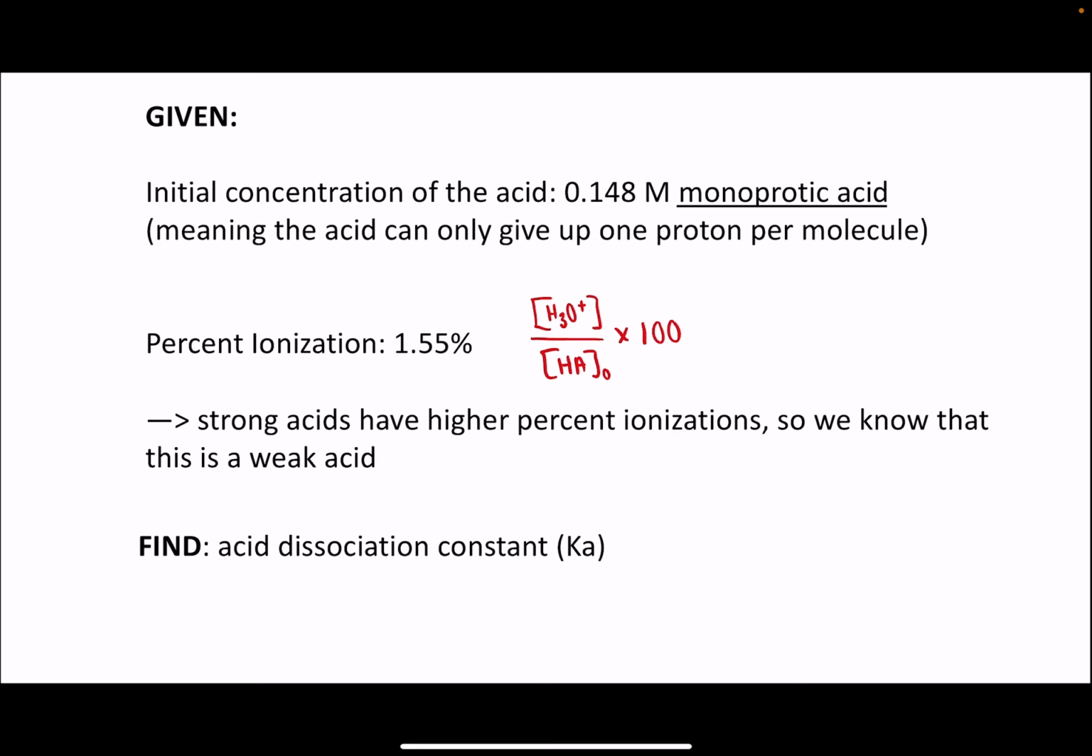It's important to remember how to find percent ionization. To do this, you take the concentration of the ionized acid, H3O+, and divide it by the initial concentration of the acid. Multiplying by 100 will give you a percentage. Strong acids have higher percent ionizations, so we know that we are dealing with a weak acid. We're asked to find the acid dissociation constant, also known as Ka.